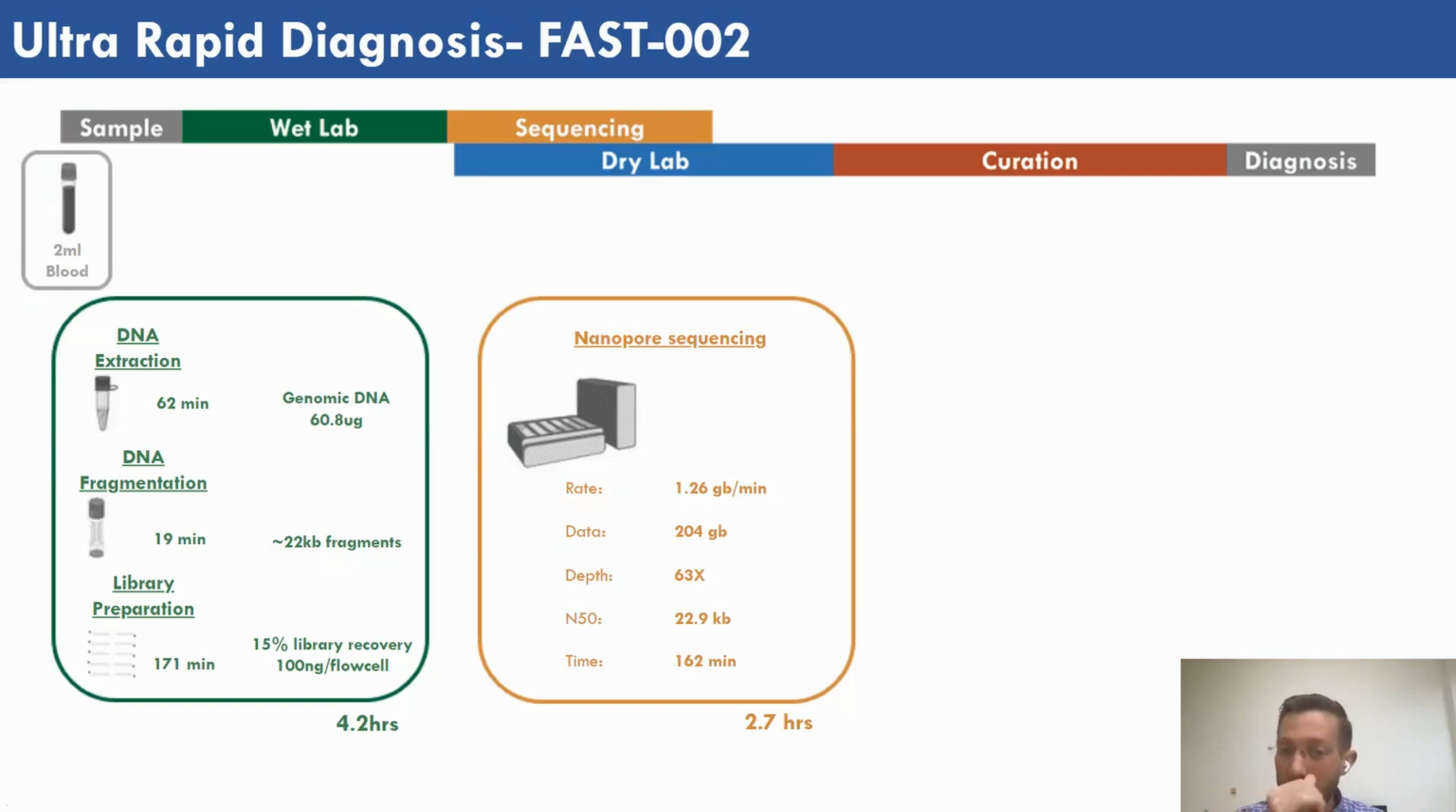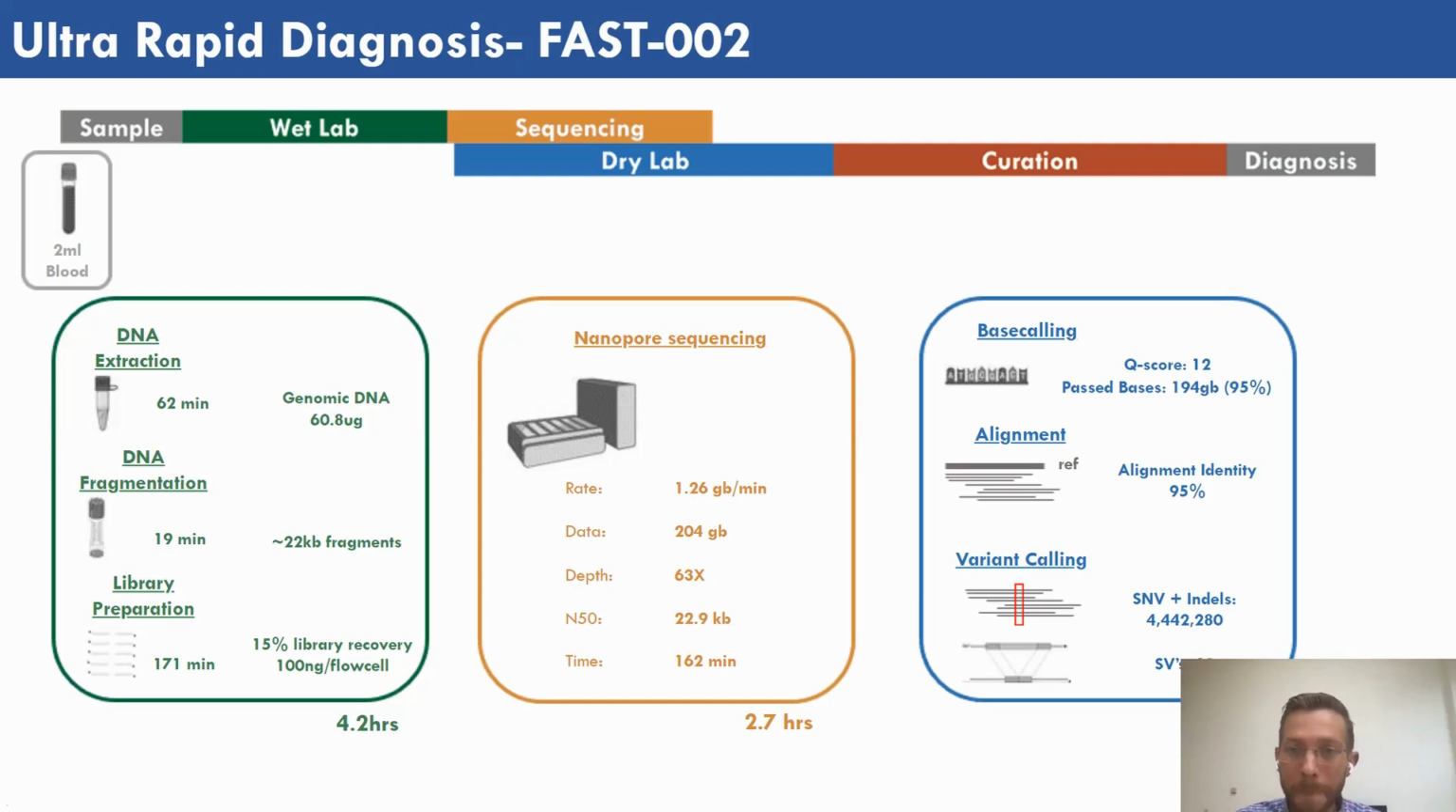So this covered this patient's genome 60 times over, in fact, 63 times over, which allowed us to call variants with high confidence. We sequenced for a total of about 2.5 hours. And with that, during sequencing, like I said, we transmitted all of this data to the cloud, and base calling and alignment and variant calling all occurred on the cloud computing service, which took an additional 3.6 hours.